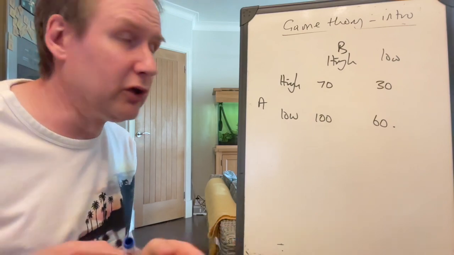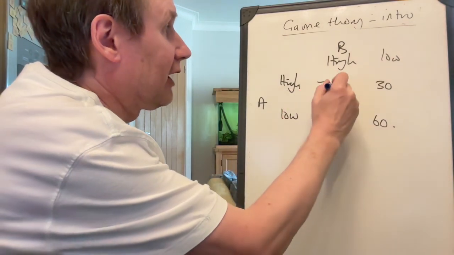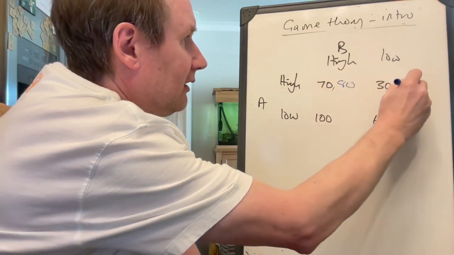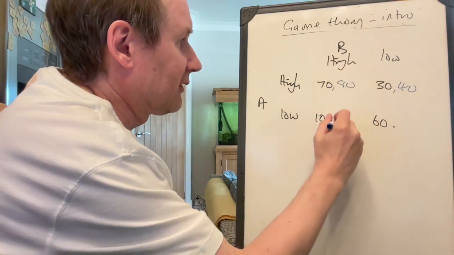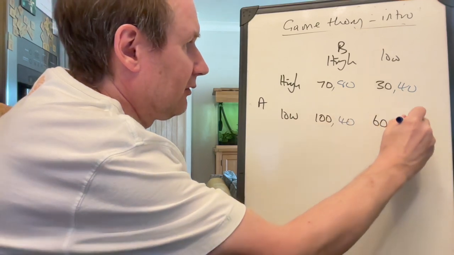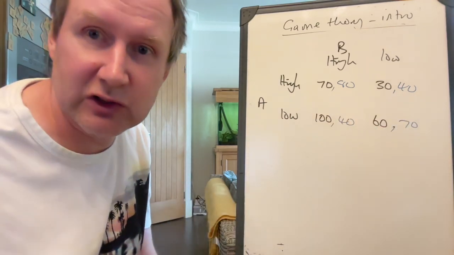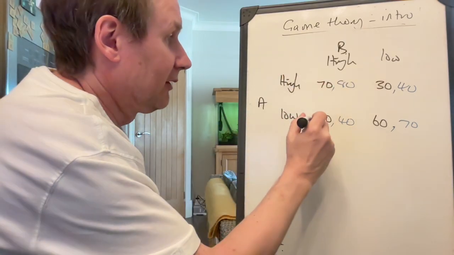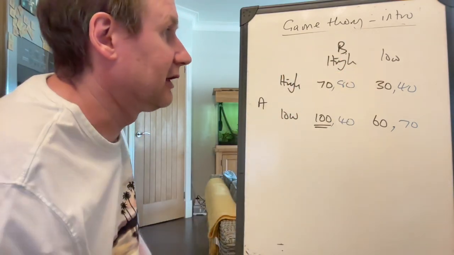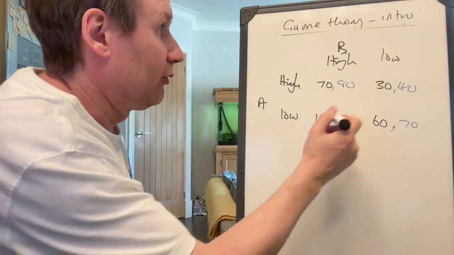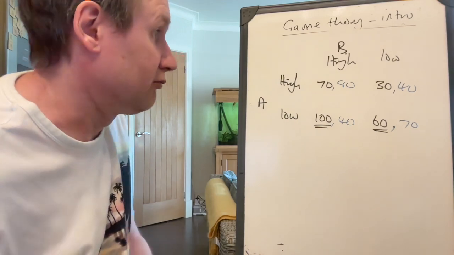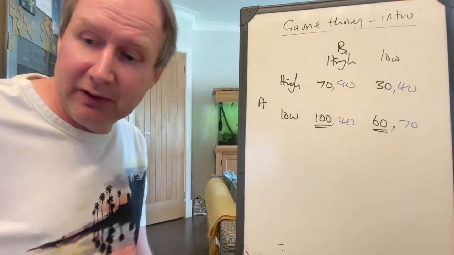But B, I'm going to give a non-dominant strategy. I'm going to say if A plays high, it's best for B to play high, but if A plays low, it's best for B to play low. These are random numbers. Let's solve this box. What we'll now find is, if B plays high, 100 is greater than 70, so A will play low. If B plays low, 60 is greater than 30, so again, A is going to play low.